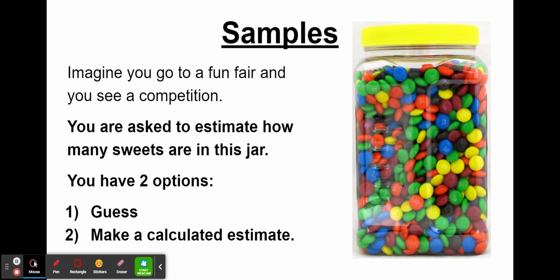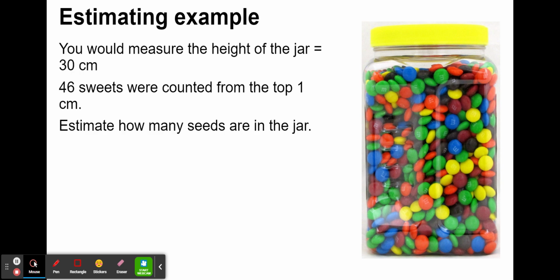You could, though, make a calculated estimate, and this is how you would do that. You would start off and measure the height of the jar. I measure the height of the jar, and the height is 30 centimeters. I then count how many sweets are in the top 1 centimeter of the jar. So I only measure the top 1 centimeter, and I count 46 sweets in that top 1 centimeter.